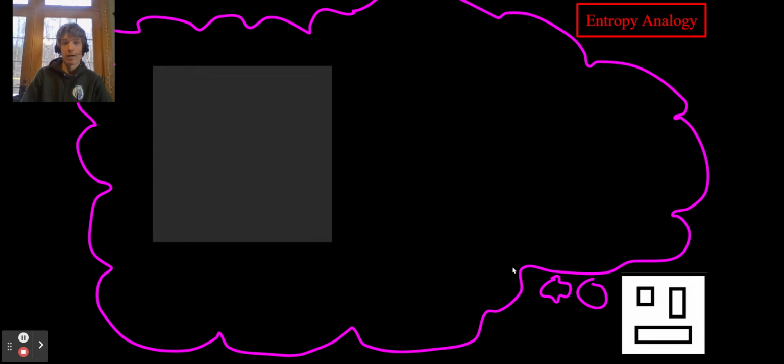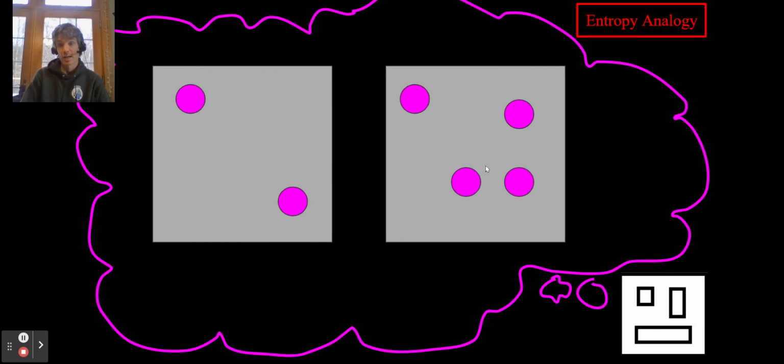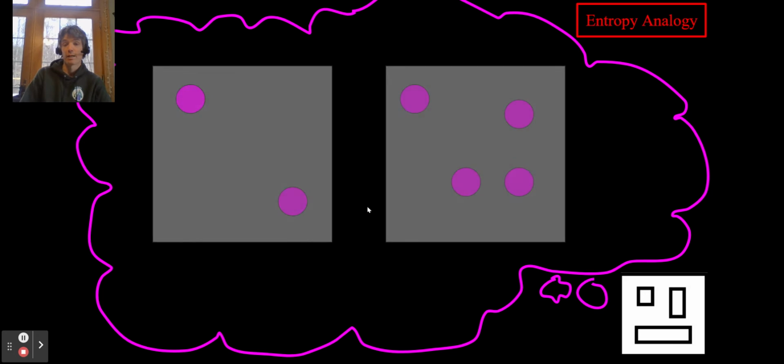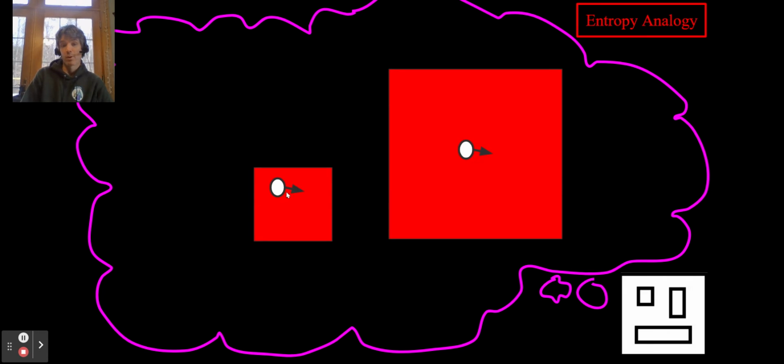And here's a visual to help you see that analogy. If I had a box with two things in it, and I increase the number of oranges or purple circles in there, my molarity is going to increase. So this is like a visual for molarity. For entropy or microstates, if I have one particle in a box and I put it in a bigger box, the second box is going to have more microstates because there's a lot more places for this ball to be.